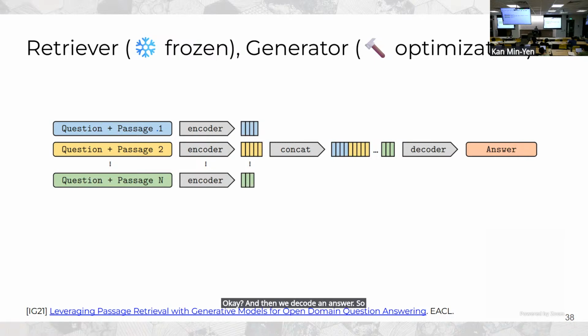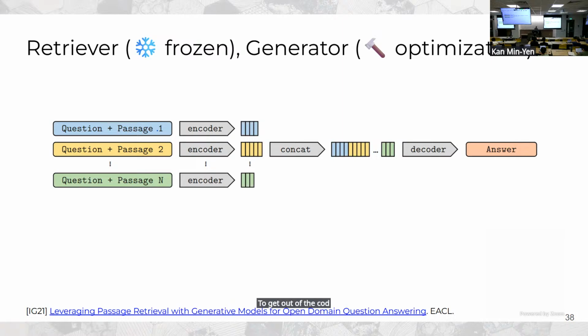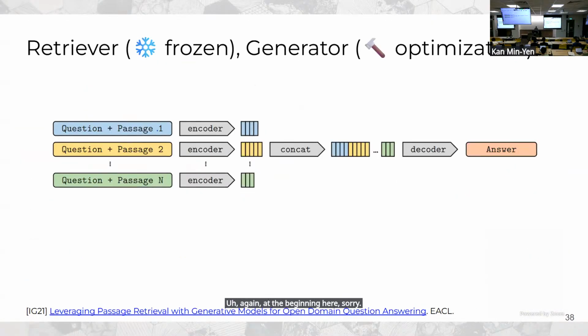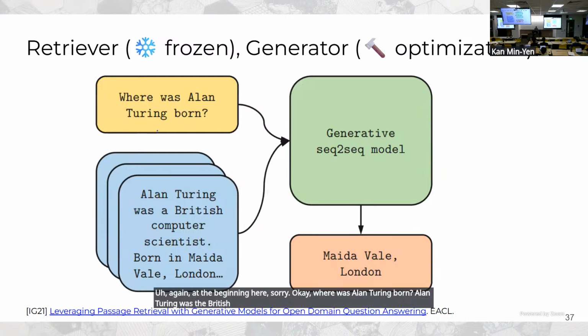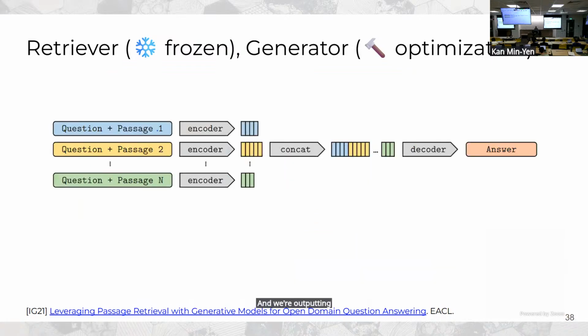So here the generator consists of an encoder and decoder model. We can use, let's say, T5 or some other transformer-based architecture to first encode the question and the passage, to get an encoding representing this particular information. So, for example, we could say, where was Alan Turing born? Alan Turing was a British computer scientist, blah, blah, blah. Each of these documents is getting combined with this, and we're outputting that as an encoded form.